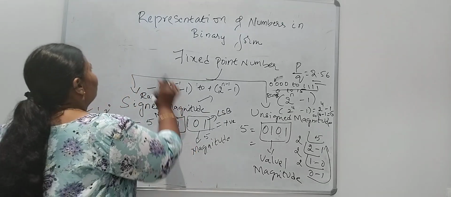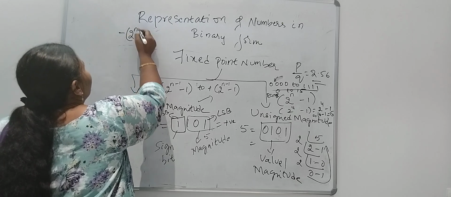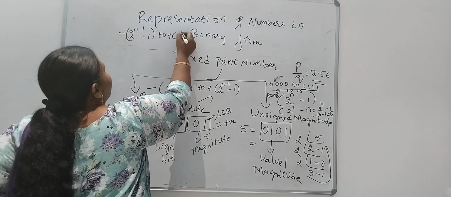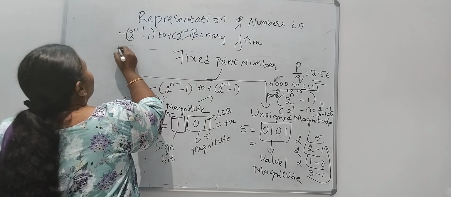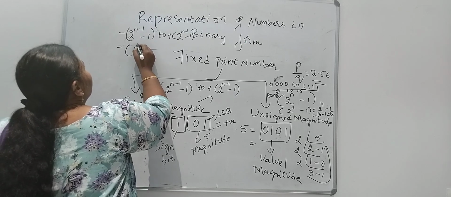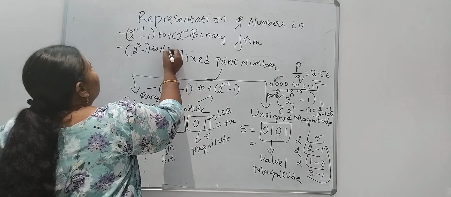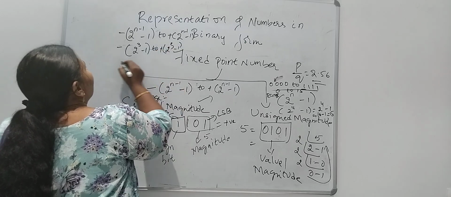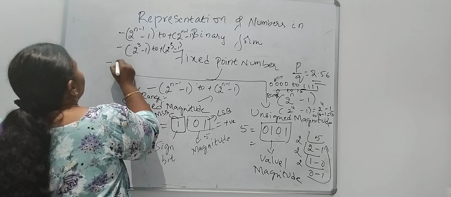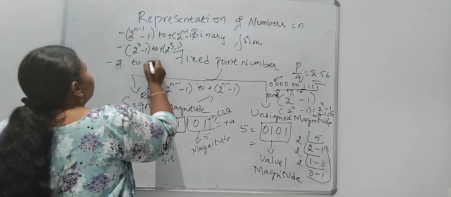So if you take 4 bits, what is the range here? Minus 2 to the power of n minus 1, minus 1, to plus 2 to the power of n minus 1, minus 1. How much do you get here? 4 bits means n is 4, so n minus 1 is 3. Minus 2 to the power of 3, minus 1, to plus 2 to the power of 3, minus 1. 2 to the power of 3 is 8, minus 1 is 7. So minus 7 to plus 7.